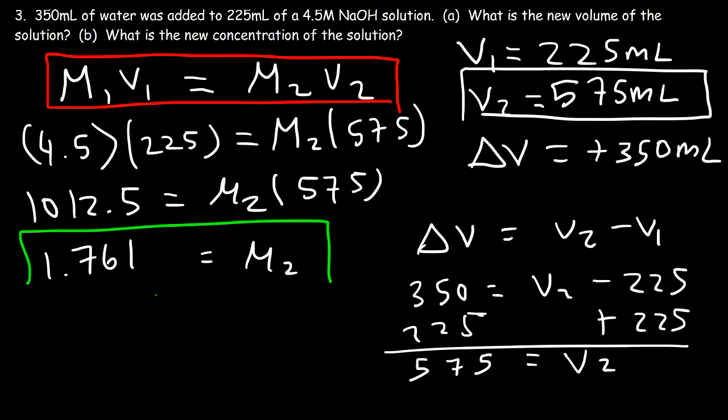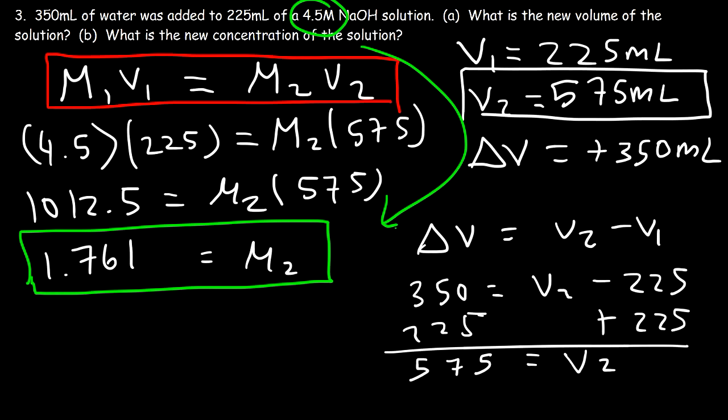So anytime you add water, the concentration will decrease. In our example, it decreased from 4.5 to 1.761. So that's the answer for part B. It's 1.761. The answer for part A is 575.